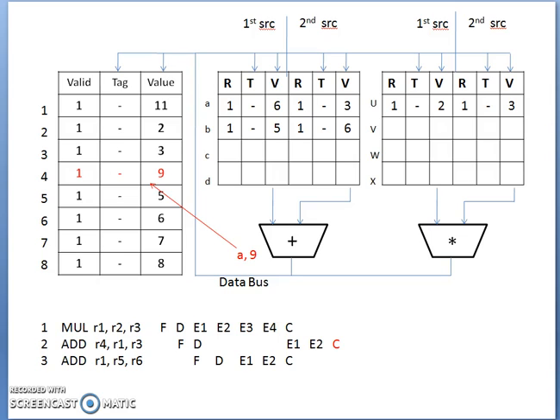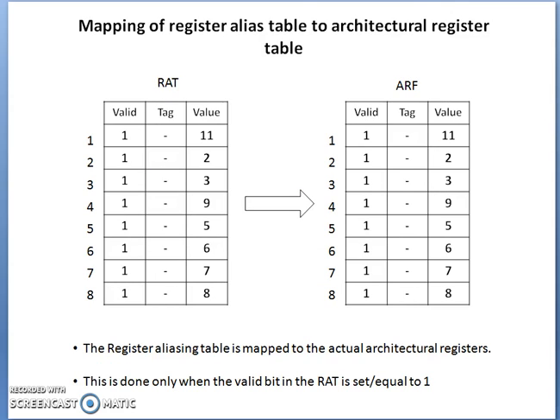Finally, when we update the value in the RAT table and set the valid bit, this value will then be written in the ARF, that is actual registers. After the valid bit is set, the value from the RAT table is then updated in the architectural register file, that is actual registers used by the processor.